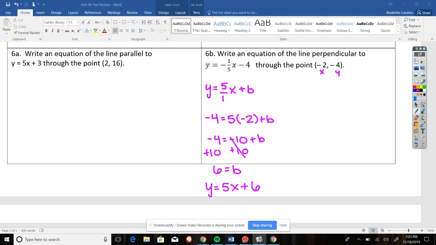Now the point slope way is basically the same thing. You just get your intercept in a different way. So remember, point slope was y minus y1 equals m times x minus x1.